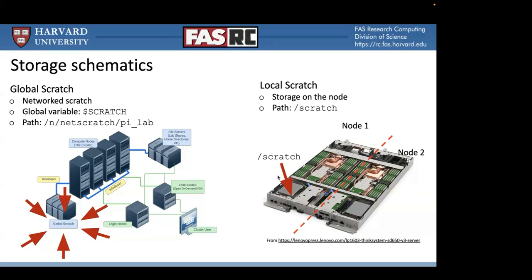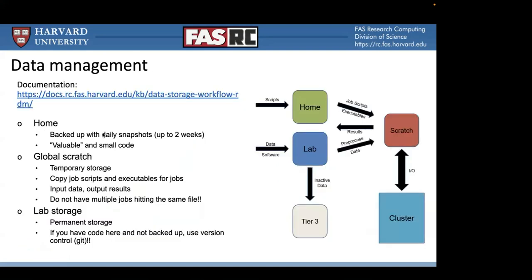So this is just physically what the local scratch looks like on your node. You're not required to use this. If you're going to be using a scratch space, definitely learn how to use global scratch, which is the NetScratch, or network scratch, which just means that you can access it everywhere, whereas local scratch is only on that physical node. So here is the slide about data management.